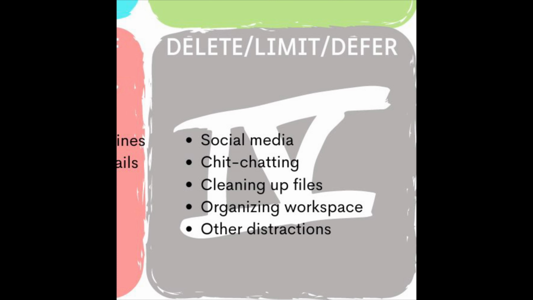Then finally, there is quadrant four. All right, this is the quadrant where things are not important and they're not urgent. These are the things you want to delete, you want to limit them, you want to defer them as much as possible. Some people will tell you don't get in quadrant four ever, just delete everything there. That's impossible. In fact, there's some value to quadrant four in a weird way.